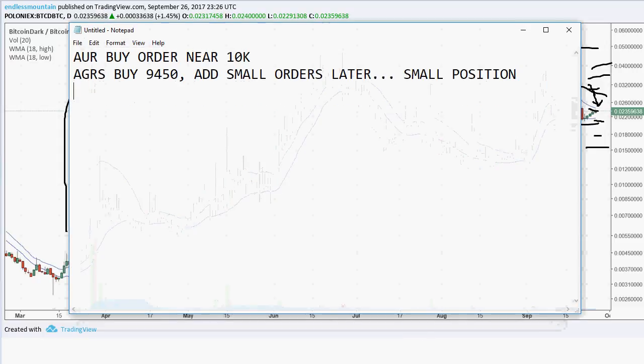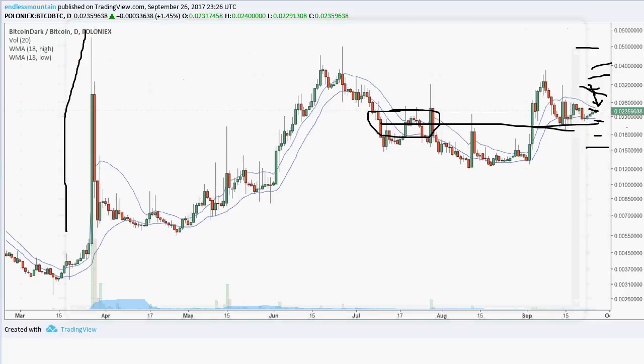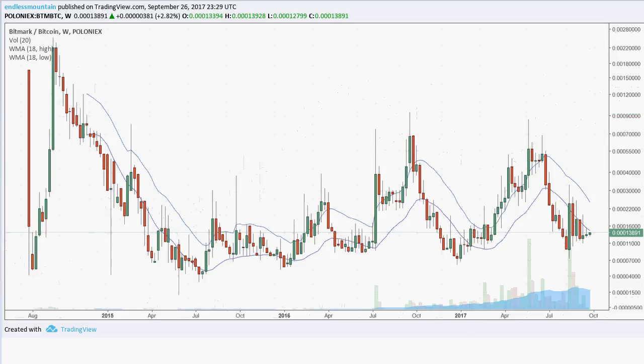So, with that being said, BTCD, regular swing trading. I don't know what you call that type of trading, but it's easily by the book, and just get in now at this stage for me will be a very simple strategy. This is a bit mark on the weekly time frame. It's got very good volatility.